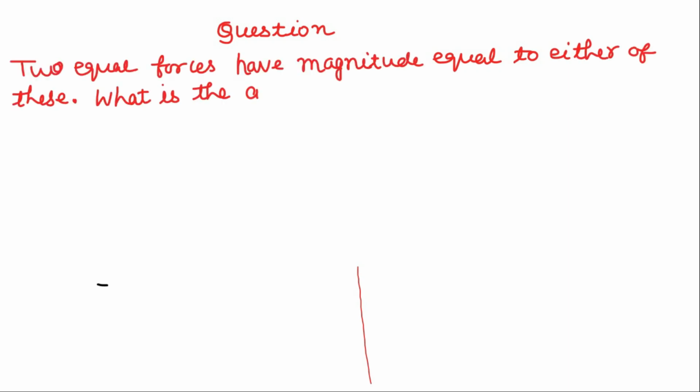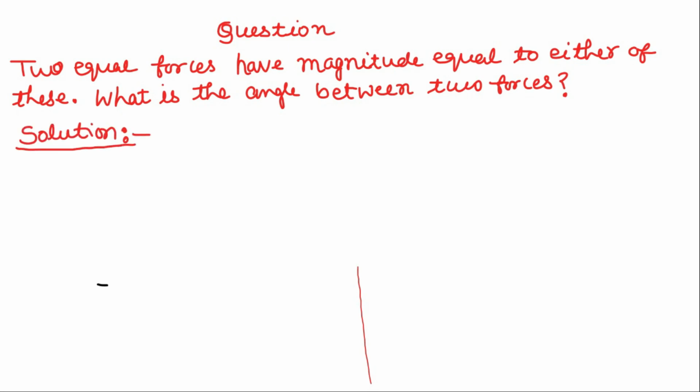So today we will solve a question based on the resultant of two vectors. Two forces have equal magnitude and their resultant is also equal to the magnitude of either force. What is the angle between the two forces? So let us now solve this question.